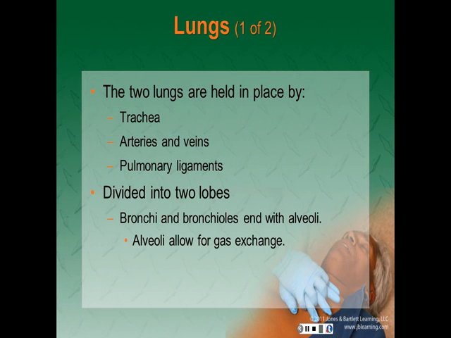The two lungs are held in place by the trachea, the arteries and veins, and the pulmonary ligaments. Each lung is divided into lobes. The right lung has an upper, middle, and lower lobe. The left lung has an upper and lower lobe. Within the lobes are the bronchi and bronchioles, which end in small grape-like sacs called the alveoli. And the alveoli allow for gas exchange of oxygen and carbon dioxide.